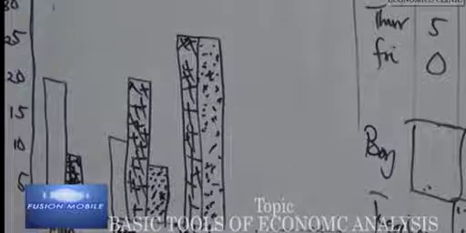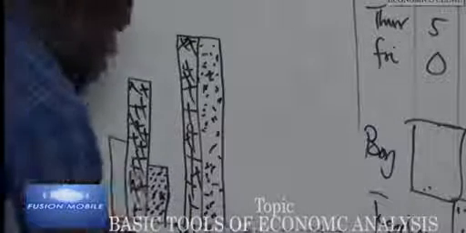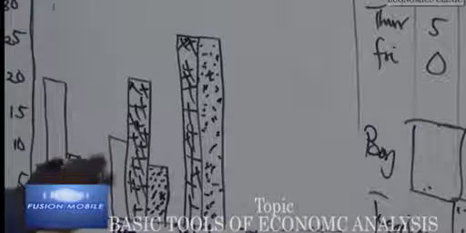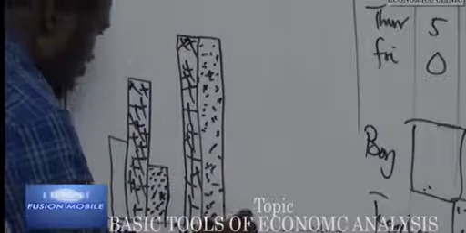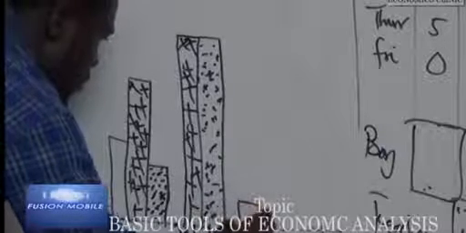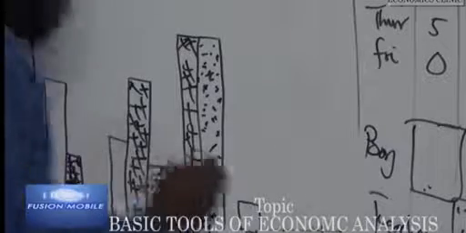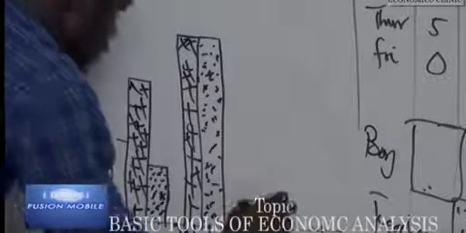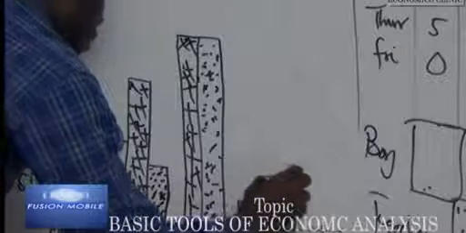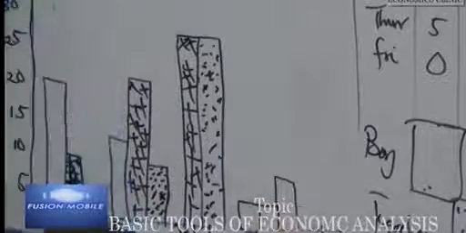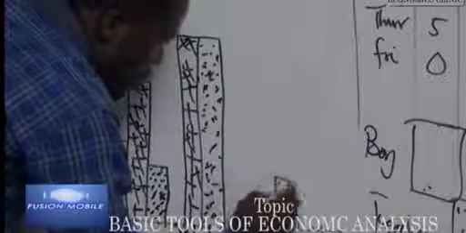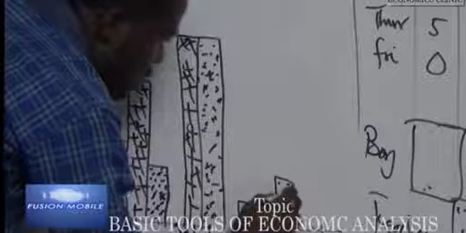The next one is on Thursday. On Thursday, we have 5 boys, so we draw a bar for 5. 5 girls, draw equally, and 10 teachers. That stars, and we dot the bar for teachers.